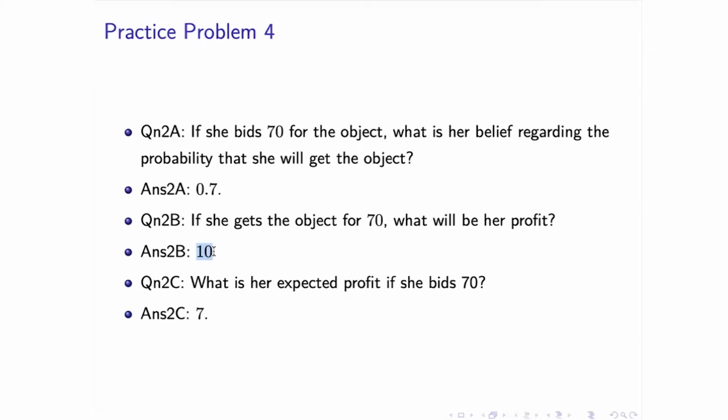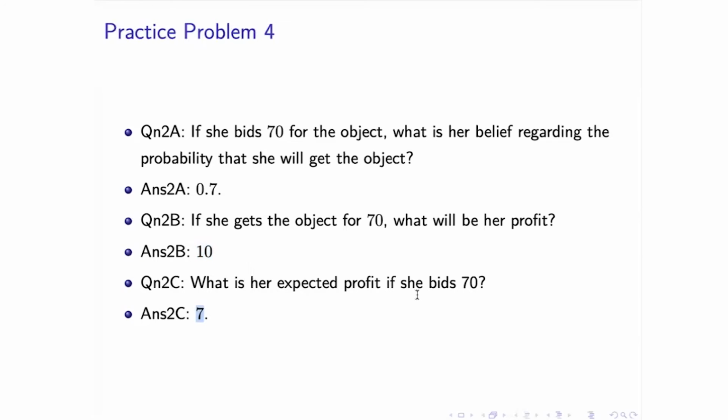She thinks that she's going to win with probability 0.7, in which case her profit is going to be 10, and she's going to lose with probability 0.3, in which case her profit is going to be 0. Remember that if she does not get the object, then her profit is always 0 in this first price auction. Therefore, the expected profit is 0.7 multiplied by 10, or 7, right? That's the answer to this question.